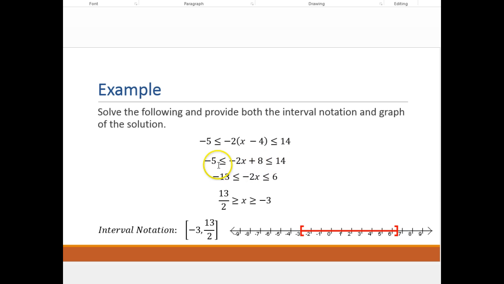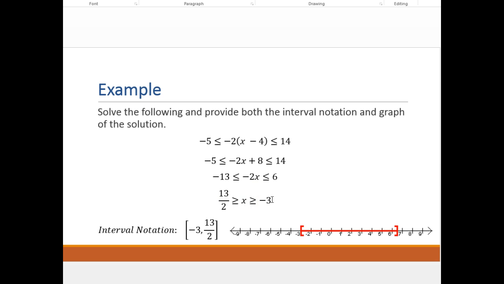I'm going to subtract 8 from every side now to get rid of the 8 in the middle. Negative 5 minus 8 is negative 13. I'm left with just the negative 2x in the middle, and 14 minus 8 is 6. I now have negative 13 less than or equal to negative 2x less than or equal to 6. I'm going to divide everything by negative 2. Remember, when I divide by a negative, the signs change. So I have 13 halves greater than or equal to x greater than or equal to negative 3.